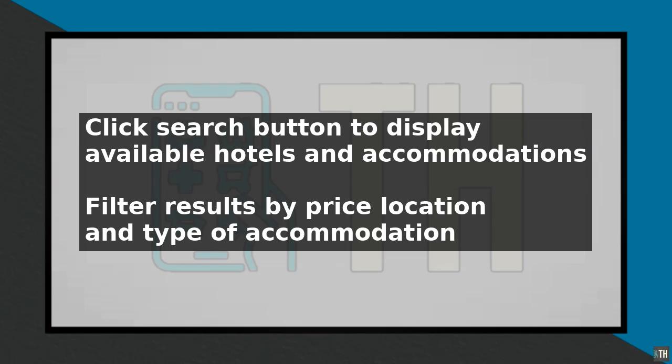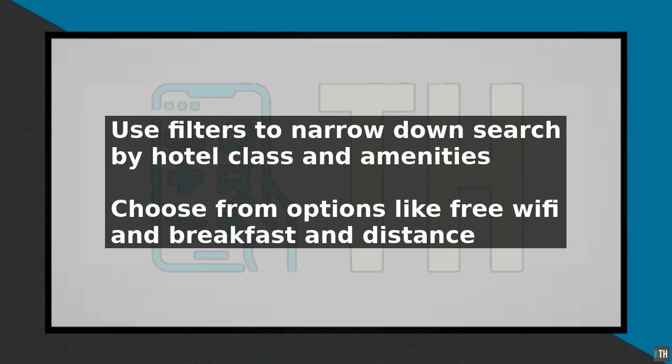When you find a hotel that interests you, click on it to view more details. The hotel page will show you the price, location, and available rooms. You can also read reviews from other guests and view photos of the hotel.